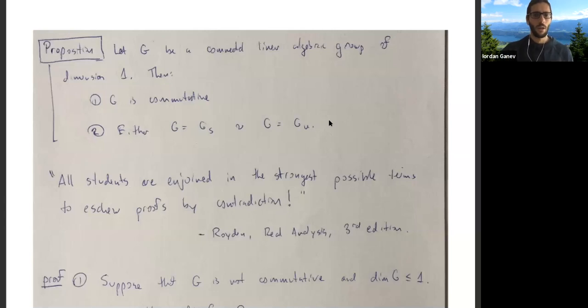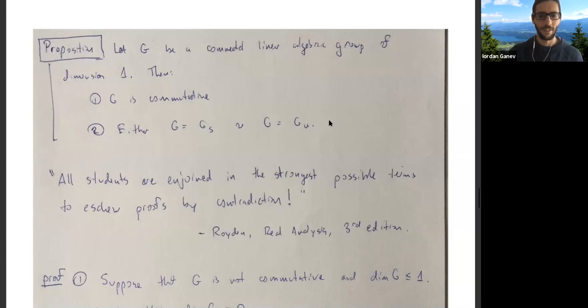By part 1, those will be commutative linear algebraic groups of dimension 1. The proof given in Springer is a proof by contradiction, but I wanted to point out a statement that I read as an undergrad in a real analysis book by Royden: all students are enjoined in the strongest possible terms to eschew proofs by contradiction. This became kind of ingrained in me. I have an allergy towards proofs by contradiction now, so I'm going to try to rephrase. It's basically the same proof, but rephrased so that it shows something positive.